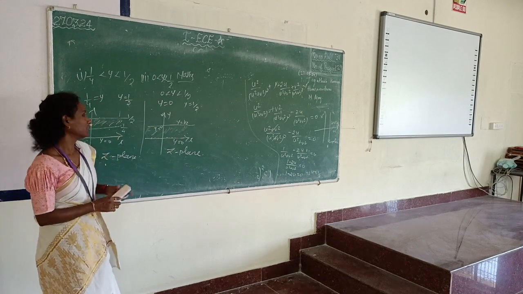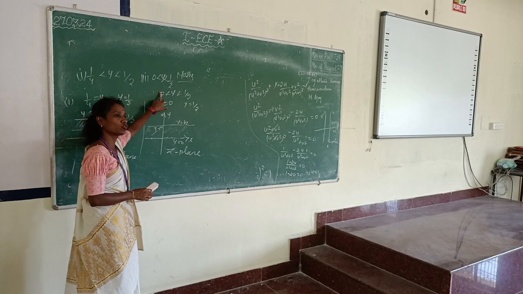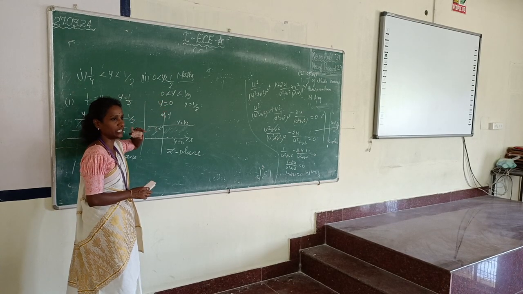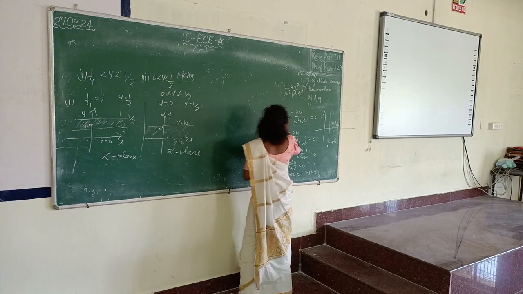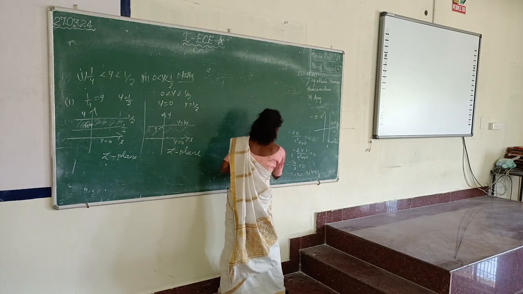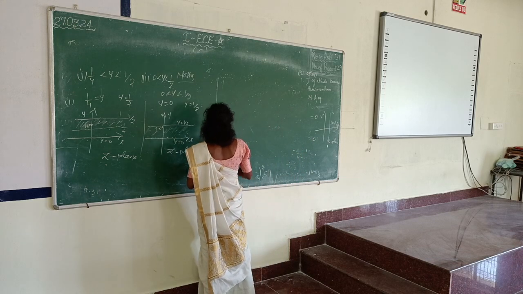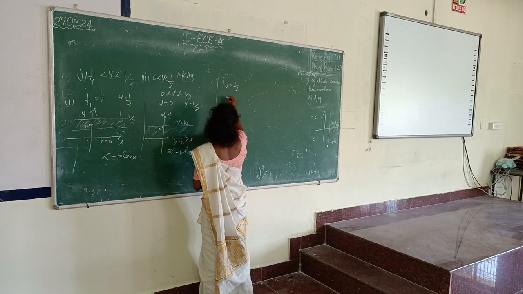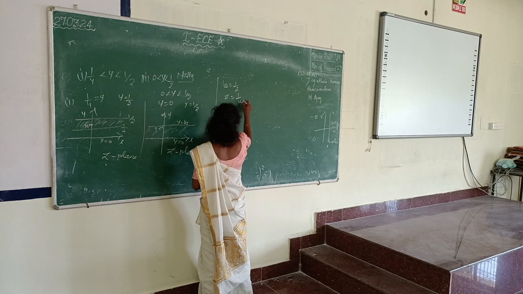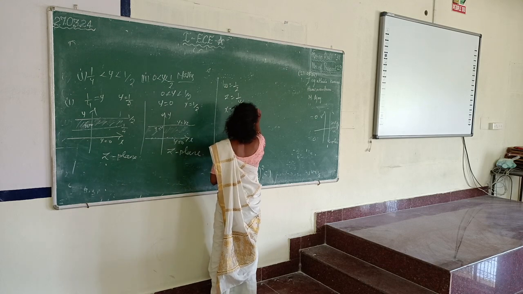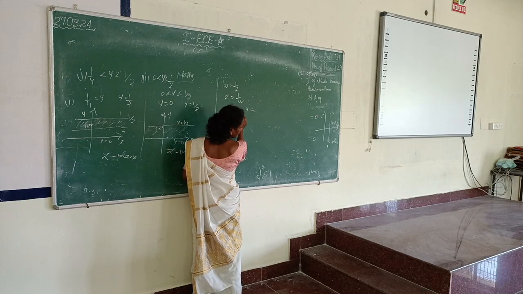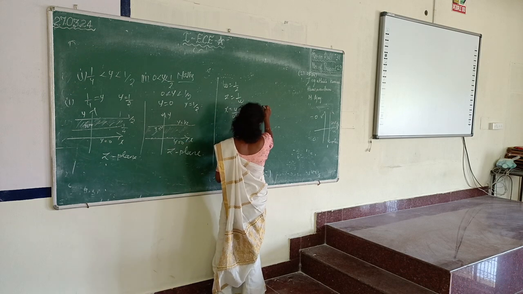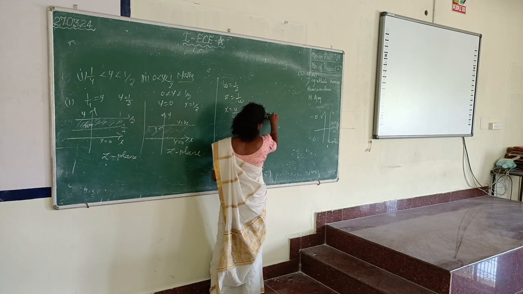Now to map it, taking these two equations and substituting into the w plane, we get the u term and v term. As usual, w = 1/z, so z = 1/w. What are the x and y values? x = u/(u² + v²) and y = -v/(u² + v²).